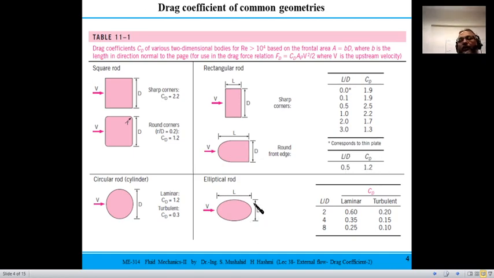If you have this elliptical cross section, at different values of L over D, as well as when the condition of Reynolds number changes. The Reynolds number is defined based on this characteristic length D and the free stream velocity. So for turbulent flow you have a different drag coefficient, and for laminar you have a different drag coefficient.